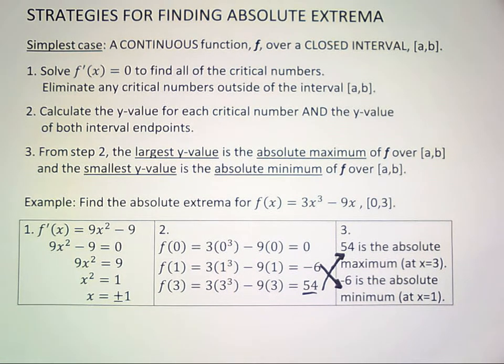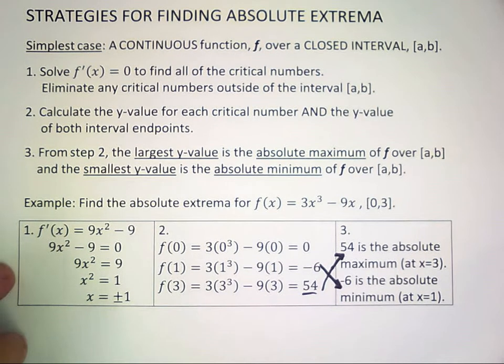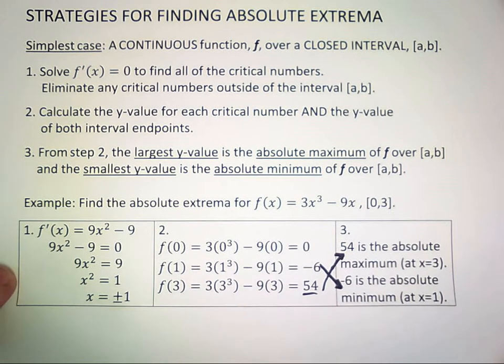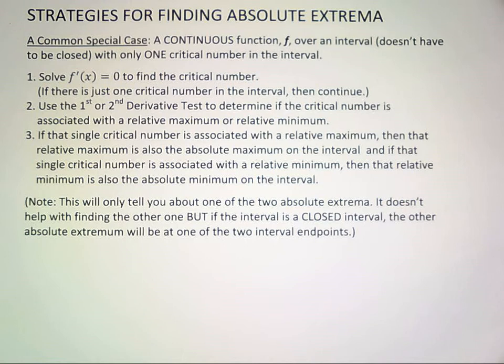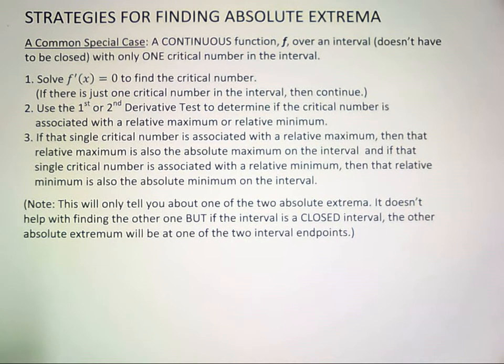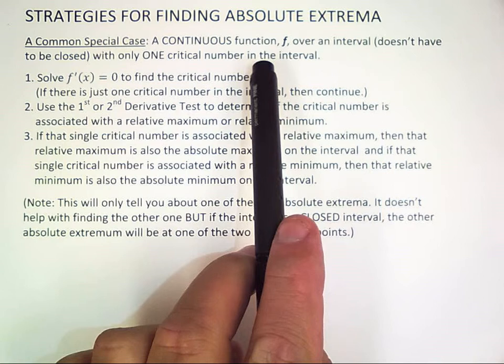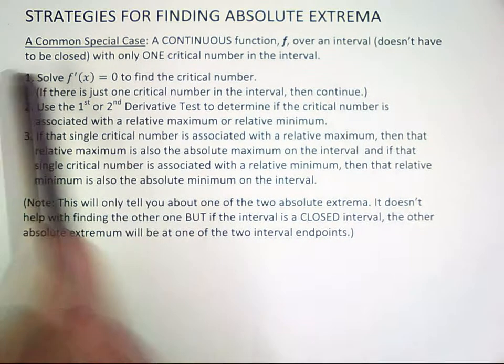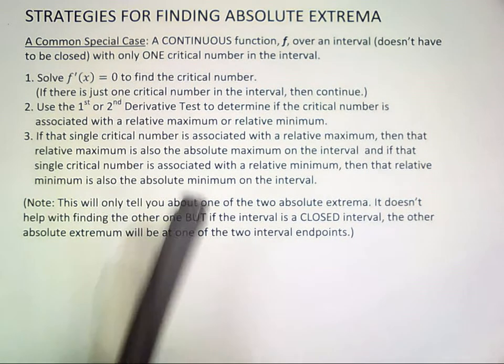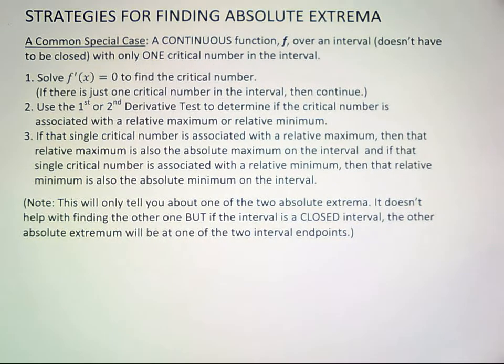This is the absolutely simplest case for finding absolute extrema, but it applies anytime you've got a continuous function over a closed interval. It's a very simple case. You could probably make dozens of simple special cases, but I will talk about a common special case which is easy to handle. And that is when you have a continuous function, just as before, over an interval which doesn't have to be closed here, but it does have to have only one critical number in the interval.